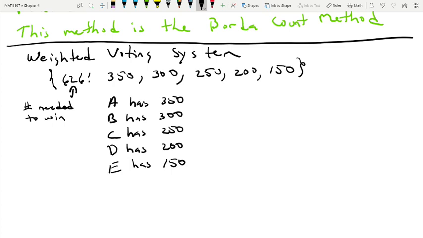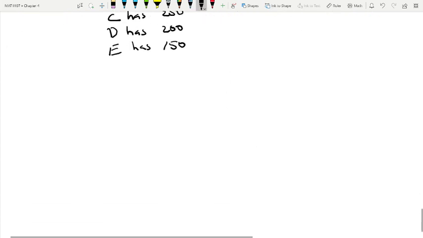So now what we want to know is how do we get to that magic number of 626? So we're going to build a chart based on those numbers and see what we get. So we want to know, in terms of first, the winning coalition.